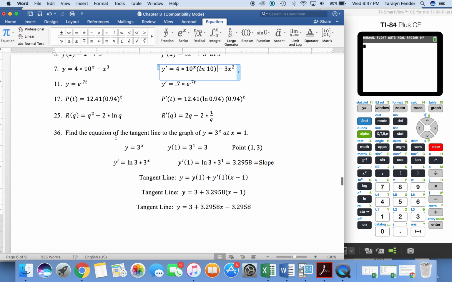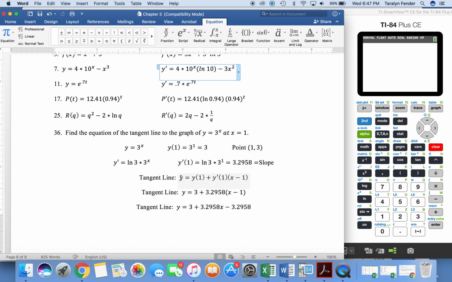Find the tangent line equation when you're given y is equal to 3 to the x at x is equal to 1. The first thing you need to do is find the point. So the point is (1, 3). 1 was our x value, input value, 3 is our output. Y prime is natural log of 3 times 3 to the x. So now we have natural log of 3 times 3 to the 1. So the slope at 1 is 3.2958.